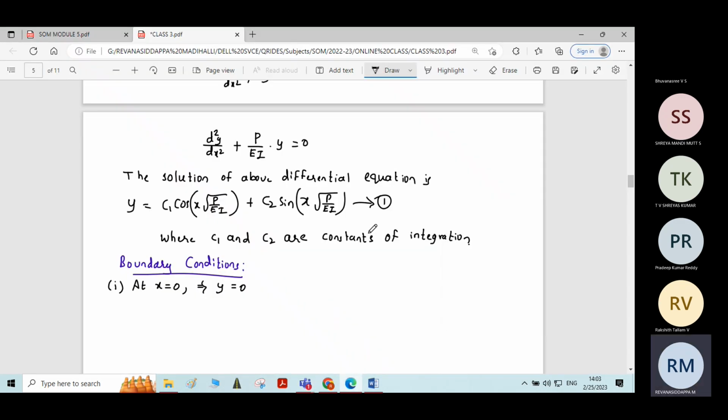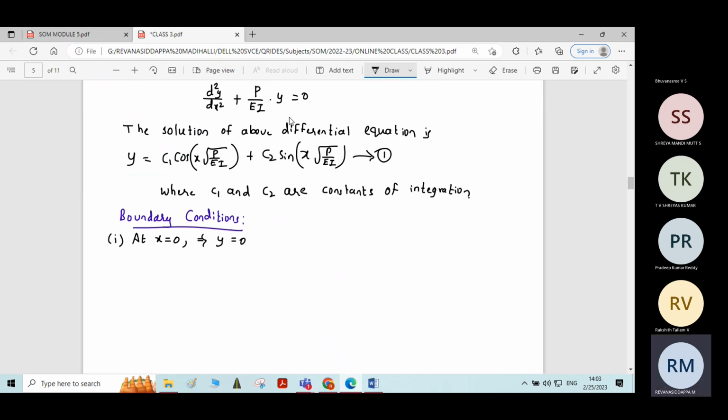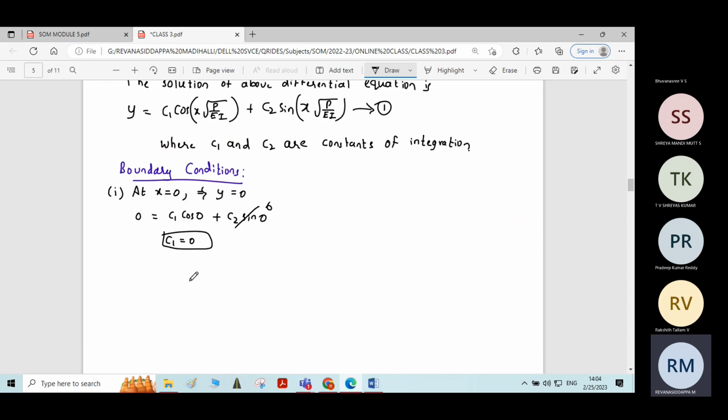If I apply the first boundary condition, you will get C1 equal to 0. That is right. Here in equation 1, we have to substitute y equal to 0 and x equal to 0. Y equal to 0 is equal to C1 cos 0 plus C2 sin 0. Correct? So this value is 0 only. Cos 0 value is 1. Therefore, C1 becomes equal to 0. So by applying the first boundary condition, we got the value of C1, that is 0.